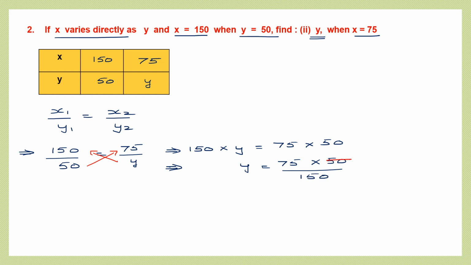So here 50 into 3 is 150. 3 into 25 is 75. So we have found the value of y. Y is equal to 25. So this is our answer.